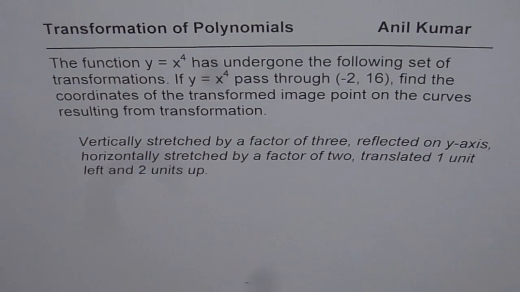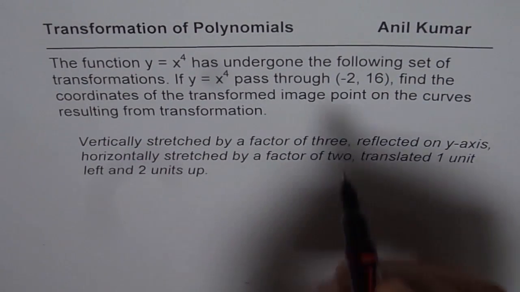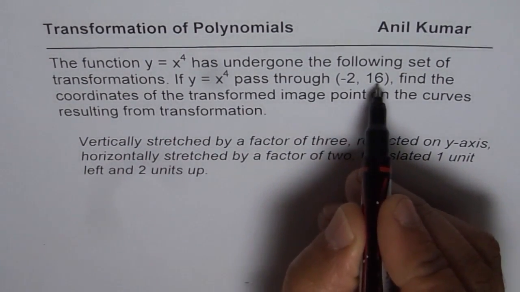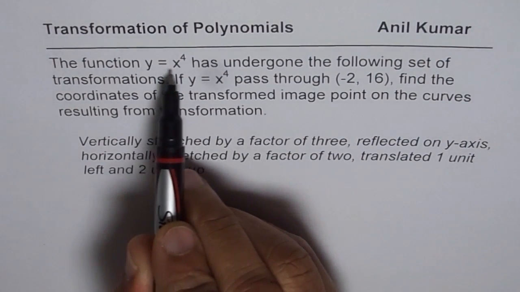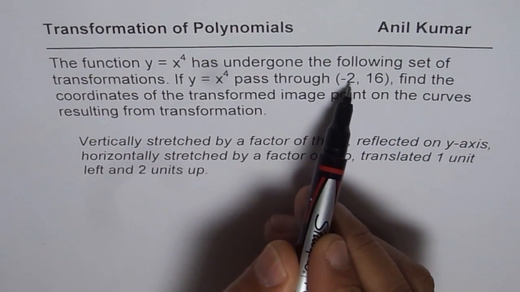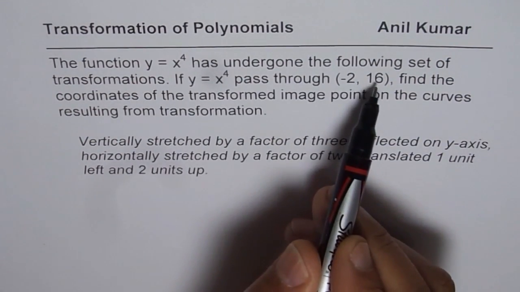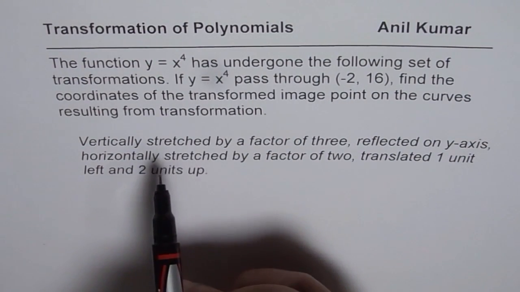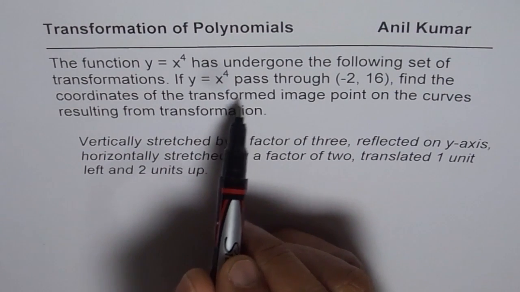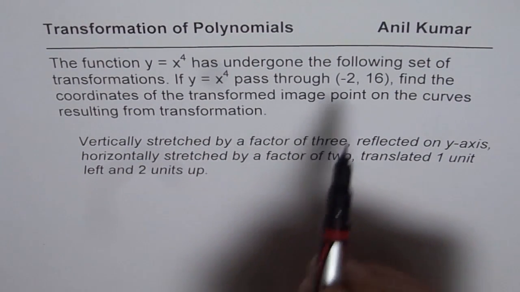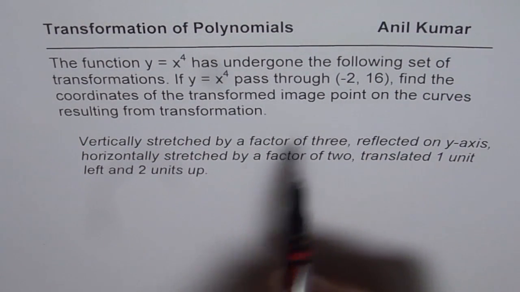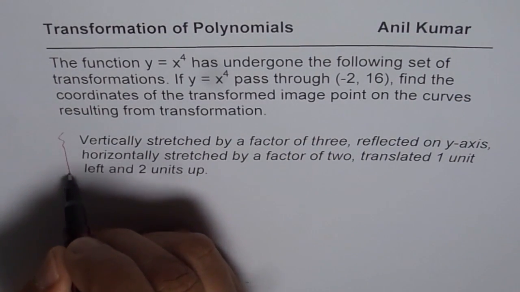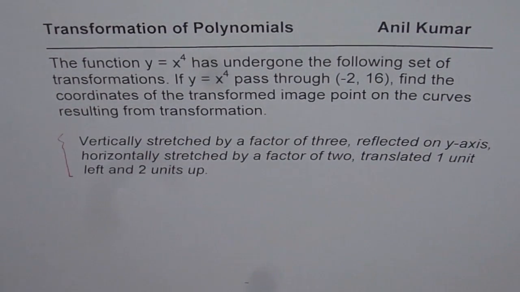So in this particular question, we are given a coordinate point (-2, 16) on the graph of y equals x to the power of 4. (-2) to the power of 4 is indeed 16. So this point lies on the graph of this given function. We need to find the coordinates of the image point of this after this transformation, correct? So that is the transformation. Let us see how to solve such a question.